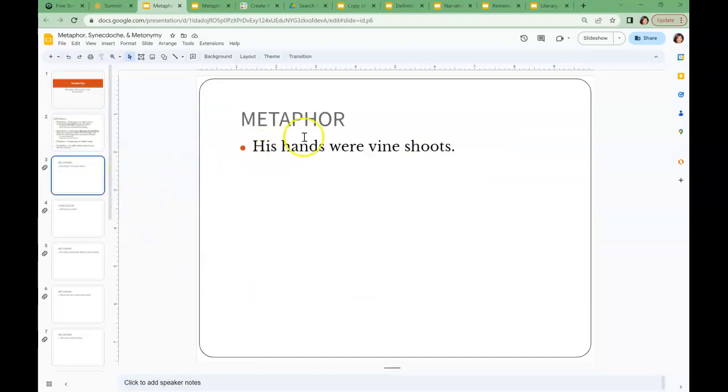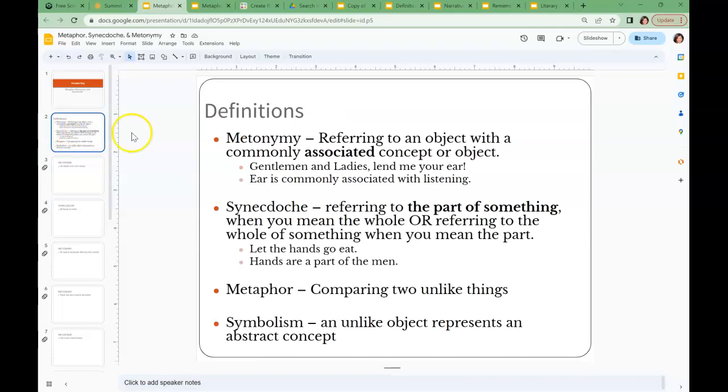All right, so a metaphor is when you compare 2 unlike things. For instance, his hands were vine shoots. Hands and vines have very little in common. And yes, we're comparing them because by imagining what a vine shoot looks like, it helps us better understand what his hands look like. And so that's how a metaphor works, comparing 2 unlike things to help us better understand one of those things.